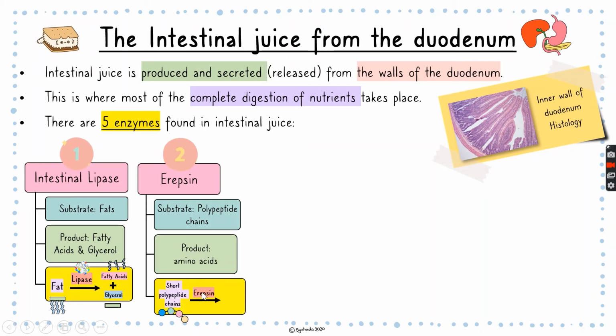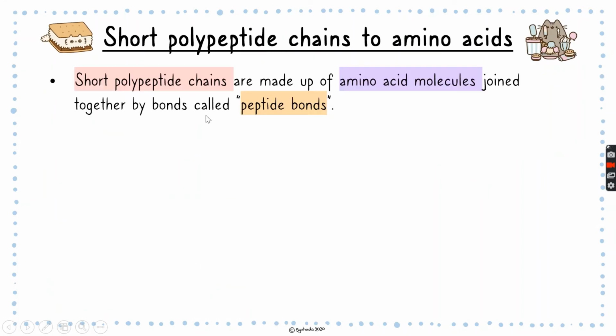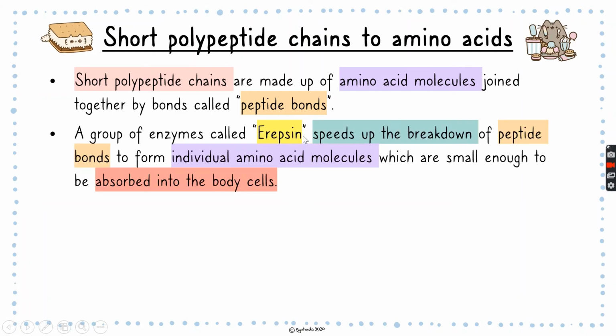The short polypeptide chains will then become their smallest form, which is amino acids. Let's have a look at how this occurs. Short polypeptide chains are made up of amino acid molecules joined together by bonds called peptide bonds. The group of enzymes called erepsin helps to speed up the breakdown of the peptide bonds to form individual amino acid molecules. These are very small, small enough to be absorbed into the body cells, and that's why we carry out digestion in the first place.